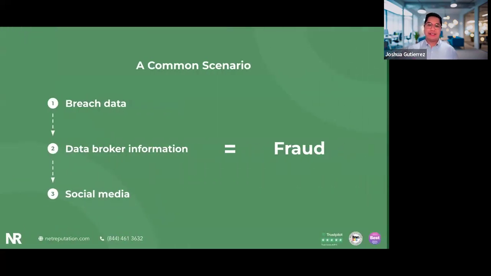So let's break this down into some scenarios. A common scenario generally looks like this. Breach data is combined with data broker information and your social media. What happens from that? A fraudulent account is maybe opened, or an existing account is taken over, often only discovered after damages occur. Again, we generally only see this when we see the money go out.